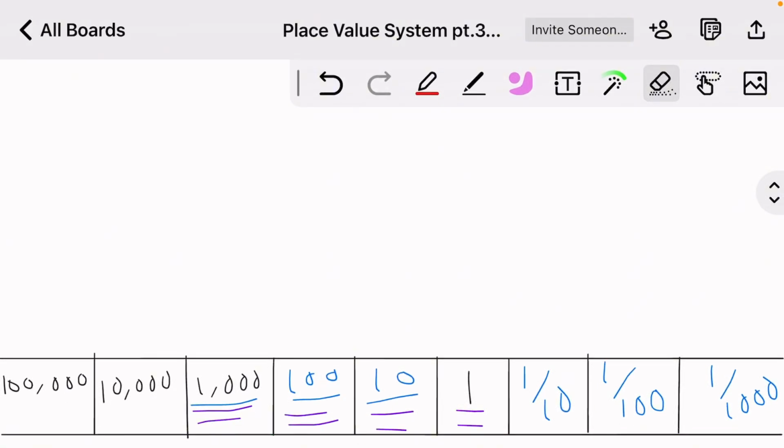In part 2 of the place value system series that we got going on, we talked about decimals and how they work in the scheme of the place value system. What we're going to be talking about in part 3 is writing decimals.